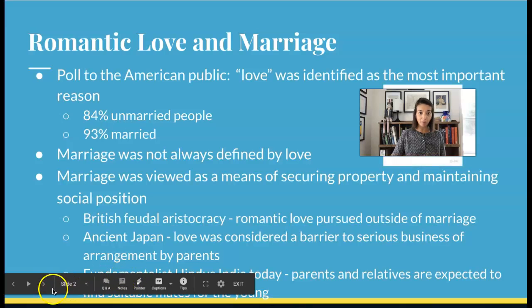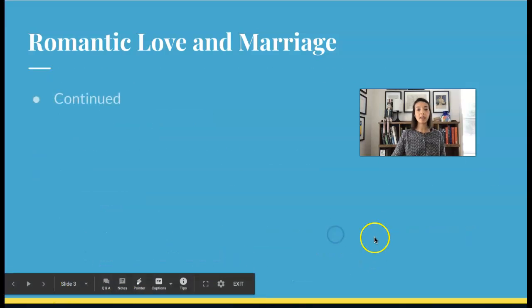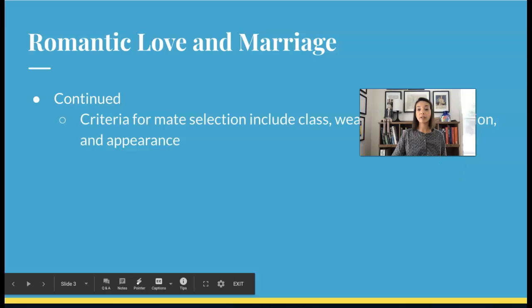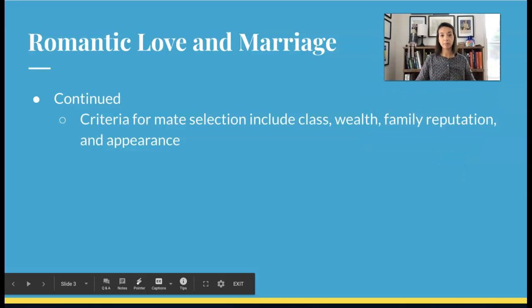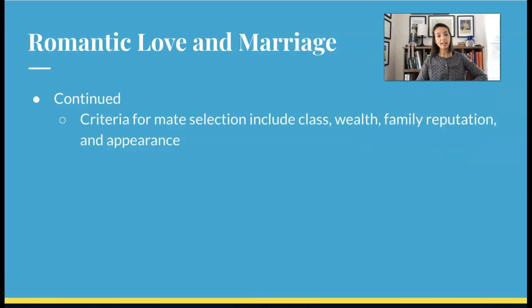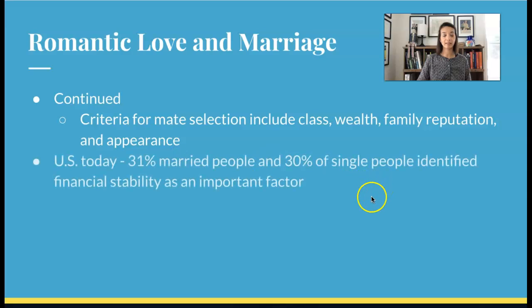A little bit more on this topic on this next page. For the fundamentalist Hindus of India today, the criteria for mate selection includes class, so which social class you are born into, how much money a family has, their reputation, and then also what the man and the woman look like and how they would be suitable for each other.